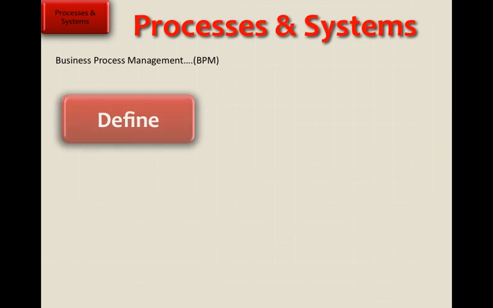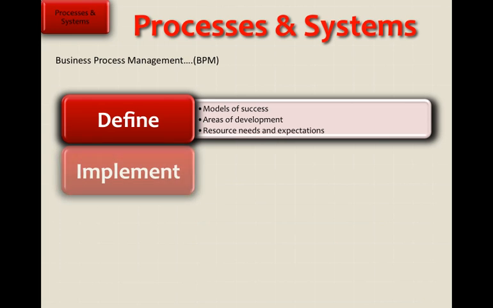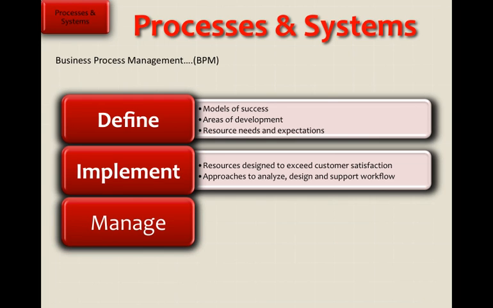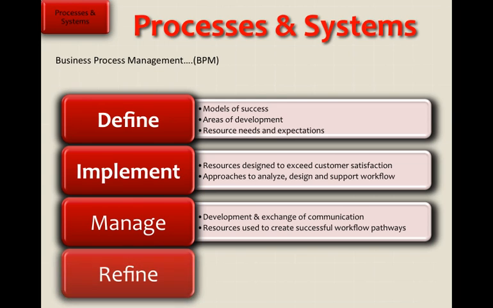Business process management, or BPM as we call it, is really a matter of definition. So there are models for success, there are areas of development and resource needs and expectations. There's implementation, which we've talked about in previous chapters. These are the resources designed to exceed customer satisfaction, approach, analyze, design, and support the workflow itself. We've got to be able to manage the business and its processes. So this development and exchange of communication and our resources to create successful workflows is important.